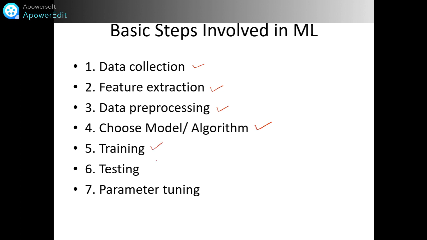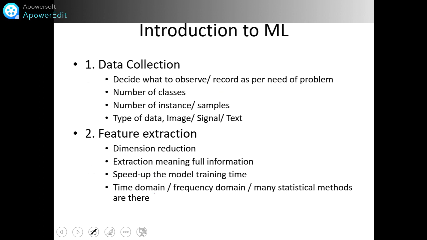Then we have to train that model and test that model. After the testing, if we are not getting the desired result or good accuracy, we have to do parameter tuning. Initially we can assume some predefined parameter values and go with those. But if we are not getting the desired output or high accuracy, then parameter tuning is also required. One by one we will explore these steps. Your first step is the data collection step.